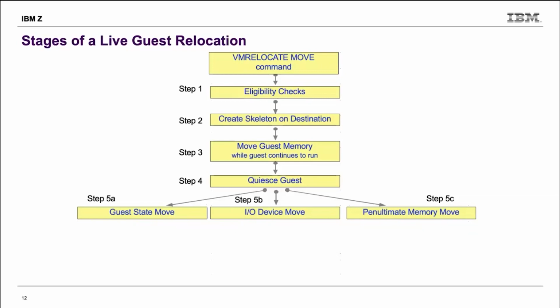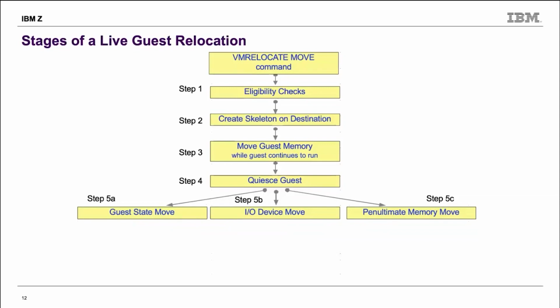Now, the third thread of execution, step 5C, sounds way cooler than it probably actually is. Penultimate is just one of those great words in the dictionary. But all this thread really does is move as much of the remaining guest pages as it can while the other 2 threads of execution are running. Now, one question you may have, I certainly had it, was why penultimate, right? Why not just the ultimate memory move? Because our guest is quiesced.